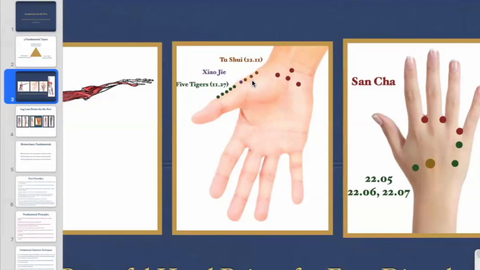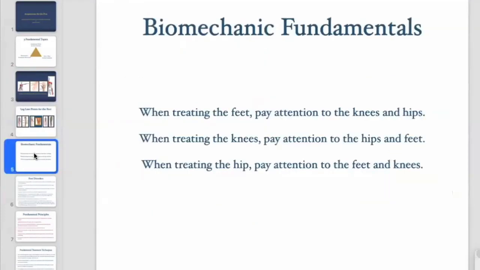Because if you don't correct some of the structural imbalances that are present, then it's just so easy that the symptoms will return. So some of the biomechanic fundamentals that we should talk about, I just want to quickly go through this and then we'll get into the points soon, okay? Is that when we're treating the feet, we should pay attention to the knees and the hips, okay? Because sometimes problems within the feet will actually originate in the hips or in the knee, okay? And when treating the knees, we need to pay attention to the hips and the feet. And when treating the hips, we need to pay attention to the feet and the knees, okay?